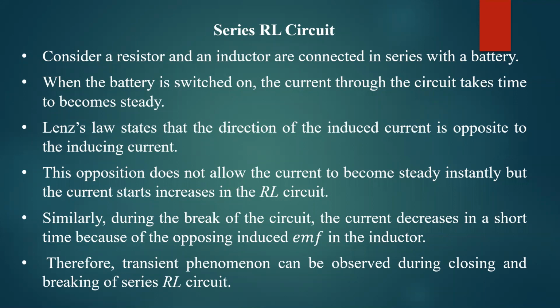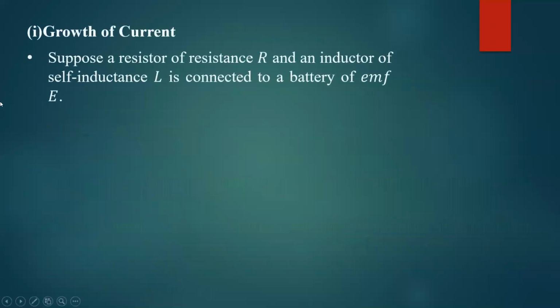So when the battery is switched on, how does the current grow? How does growth of current take place? One. Another one, if the battery is switched off when maximum current is flowing through the inductor, the decay of current is going to take place. Decay means decrease. How does the decay of current take place? We have to analyze that also. So two cases will arise. Today we'll consider the growth of current case. Let us take the case of growth of current.